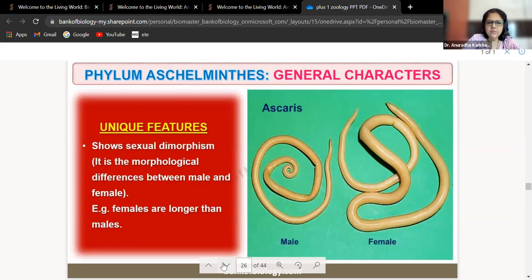Shows sexual dimorphism. It is the morphological difference between male and female. Females are longer than the males. Very clear. Females are really longer than the males. And one more point is, the males have a curved end while the females do not have any curvatures. Look, this point of the males is always curved like this, child. The females never have it.